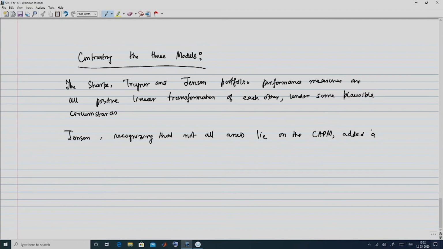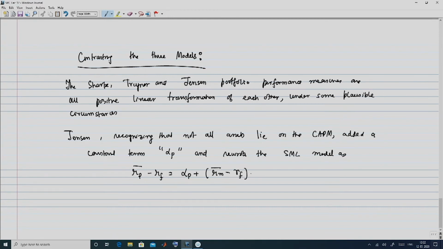Added a constant term, that is the Jensen's alpha, alpha p, and rewrote the SML model as: R p bar minus R f is equal to alpha p plus (R m bar minus R f) times beta p, where R m bar is the expected return of the market portfolio. So, in equilibrium I will have R p bar minus R f equal to just this, which is the CAPM.